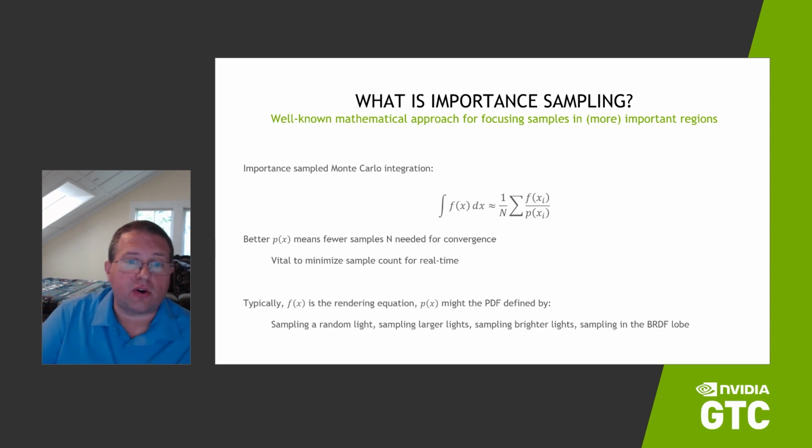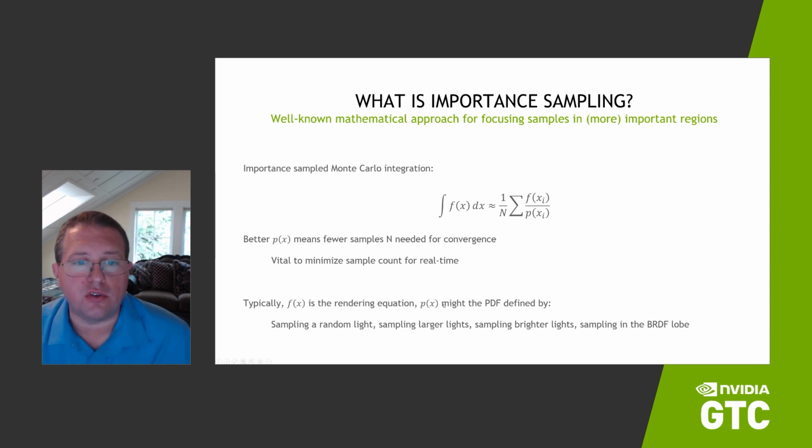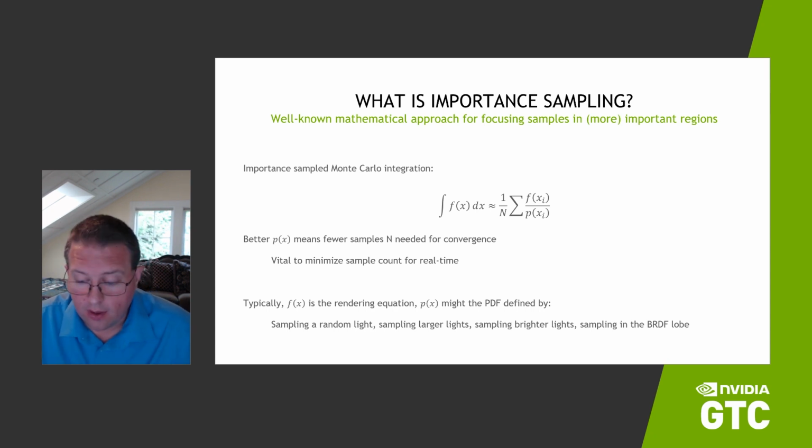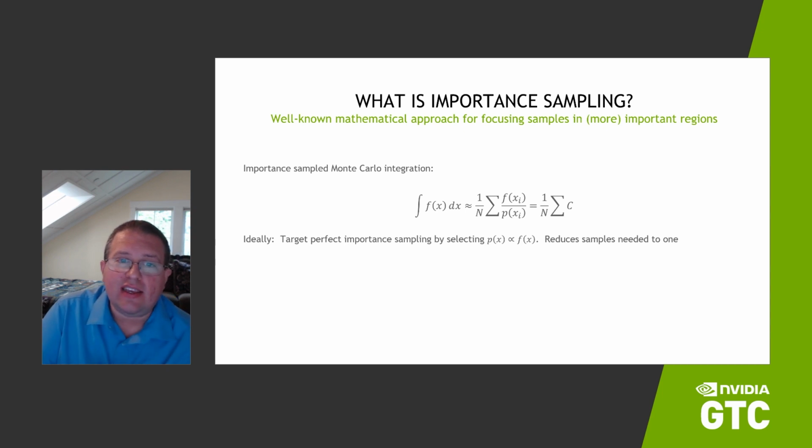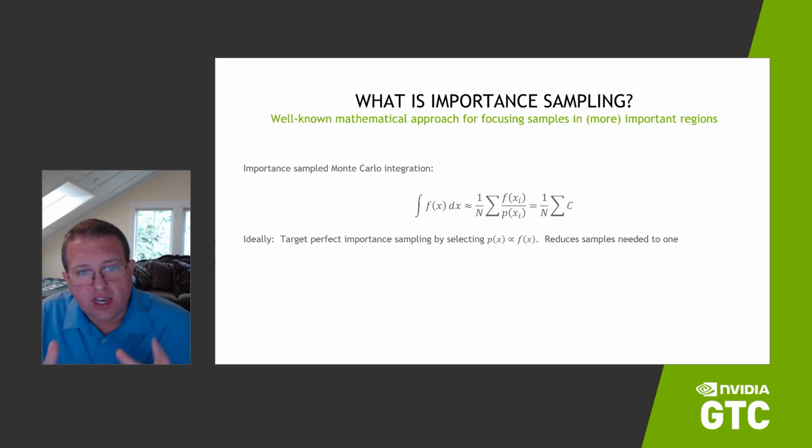So typically, of course, in this situation, f here is our rendering equation, which can change per pixel because the lighting can be different. And our probability density p is defined by some algorithm that we choose for sampling our lights. A number of techniques exist for doing this. You could sample random light, you could sample preferentially larger lights or brighter lights, or you could sample preferentially in the BRDF lobe, since those are regions that are most important to this particular material. But none of these really give you what you want, which is a reduction of this number of samples to 1 or 2 or 3.